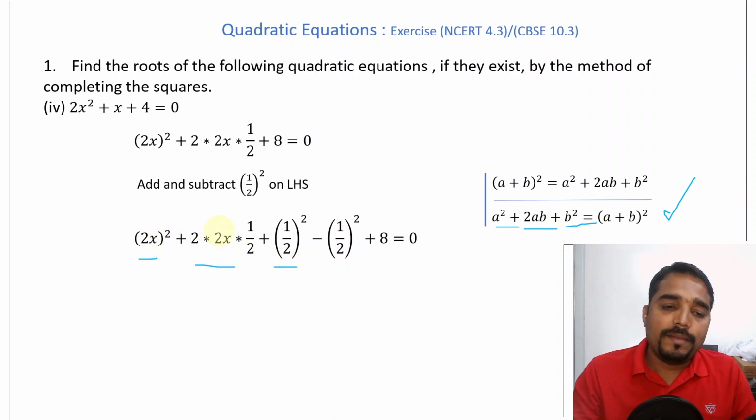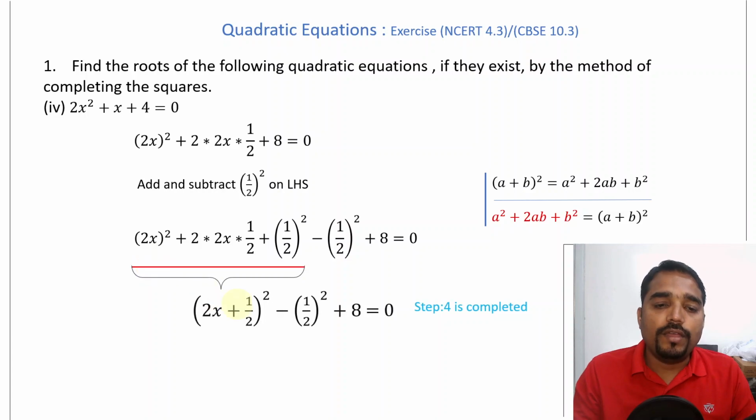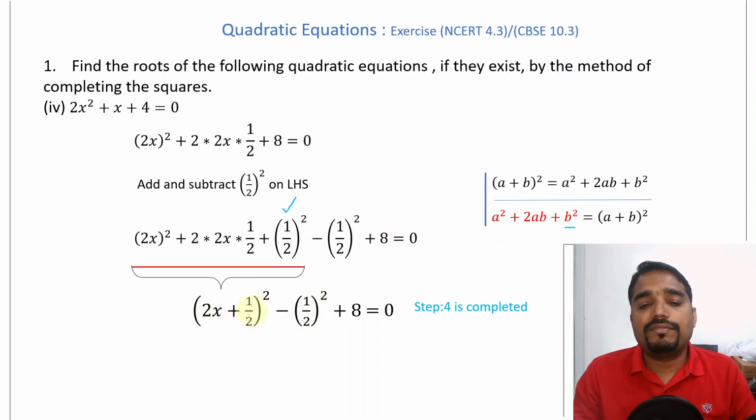Therefore, let us apply a plus b whole square formula here, wherein for three terms we would be replacing it with a plus b whole square, that is wherever there is 2x in the problem. So in formula it looks like a square, and wherever there is 1 by 2 whole square, it looks like b square. So therefore it is a plus b whole square, or 2x plus half whole square minus the remaining two terms 1 by 2 whole square plus 8 equals 0 would remain as it is. This completes step number 4.